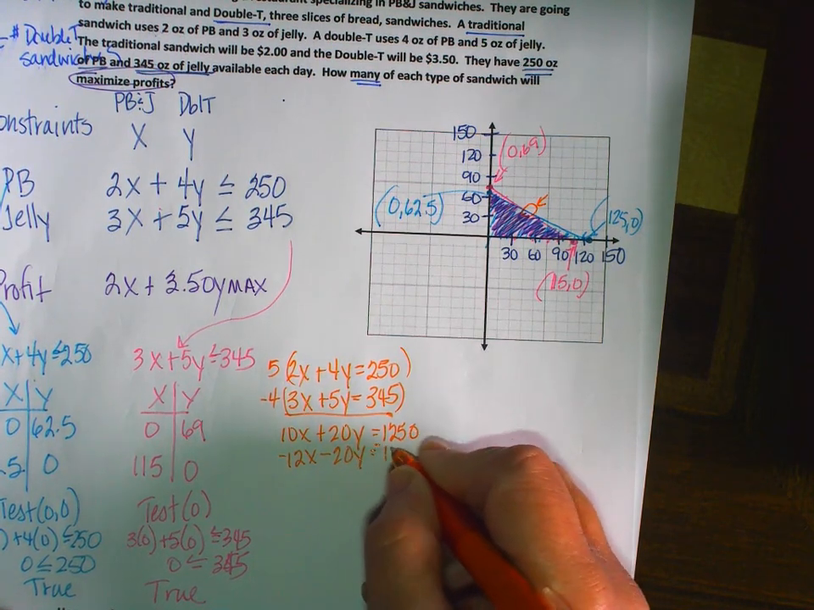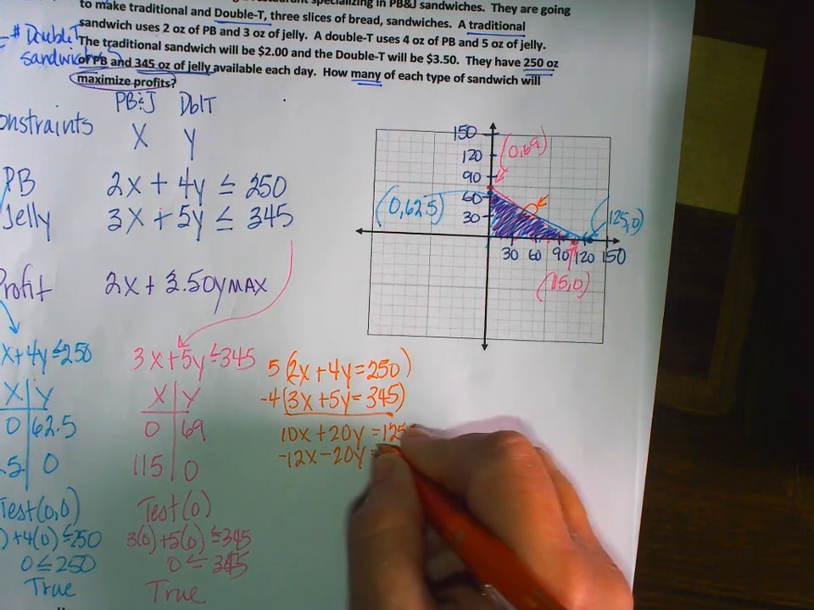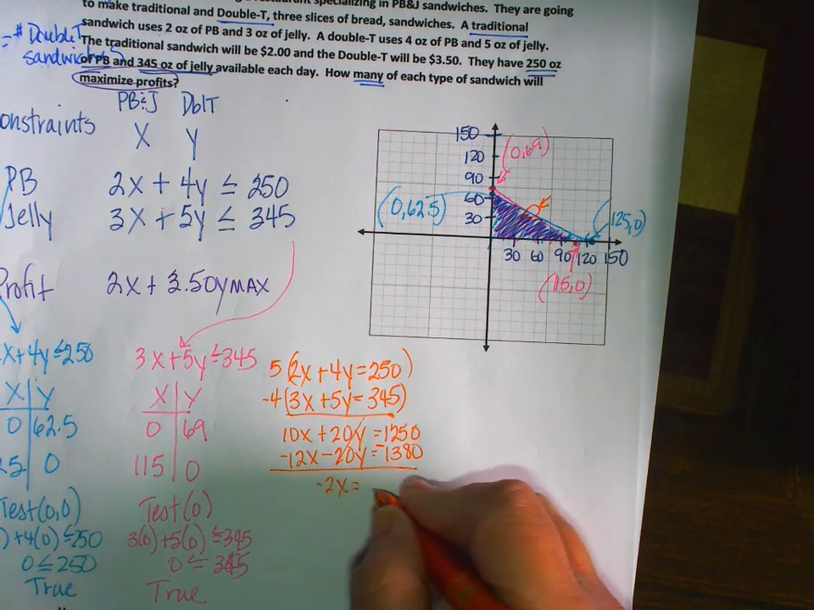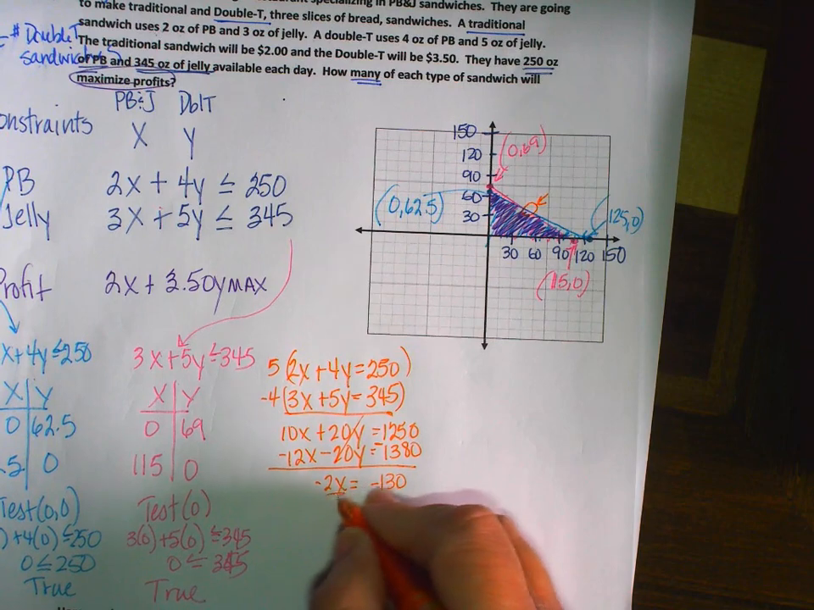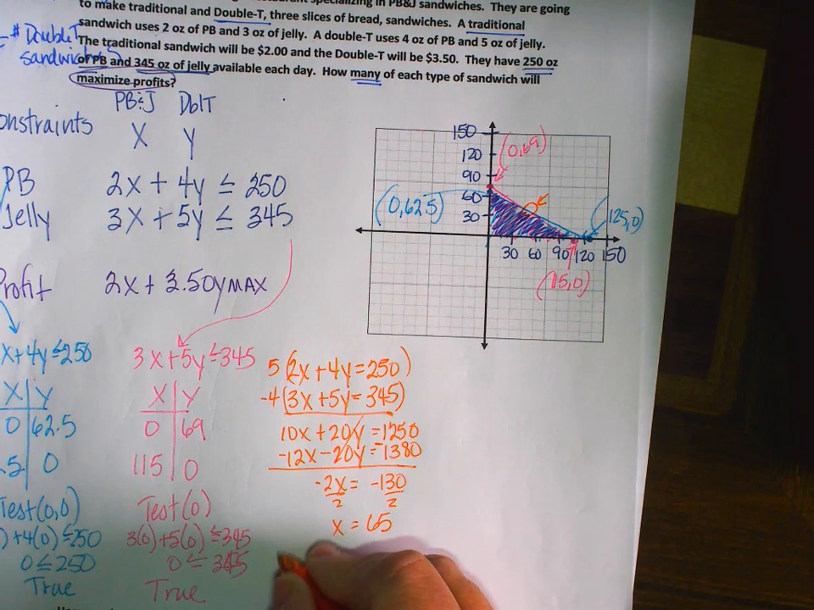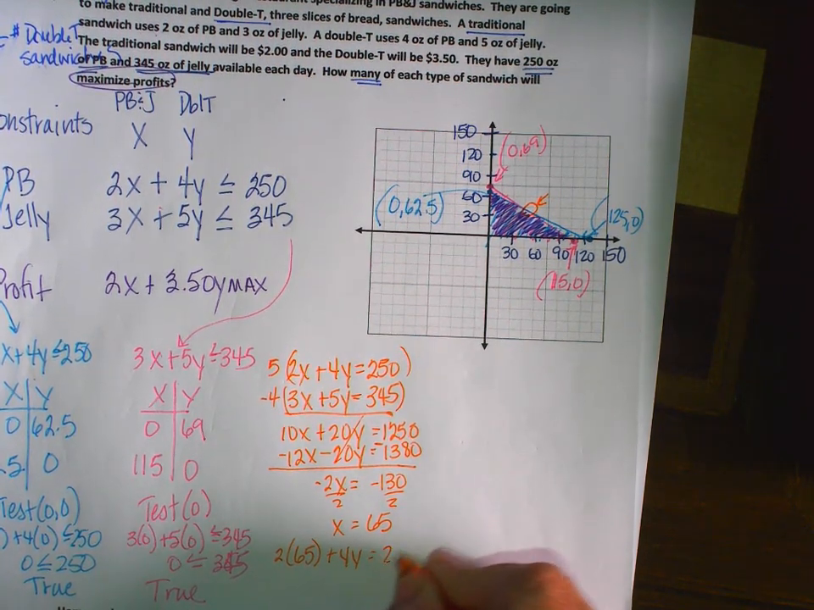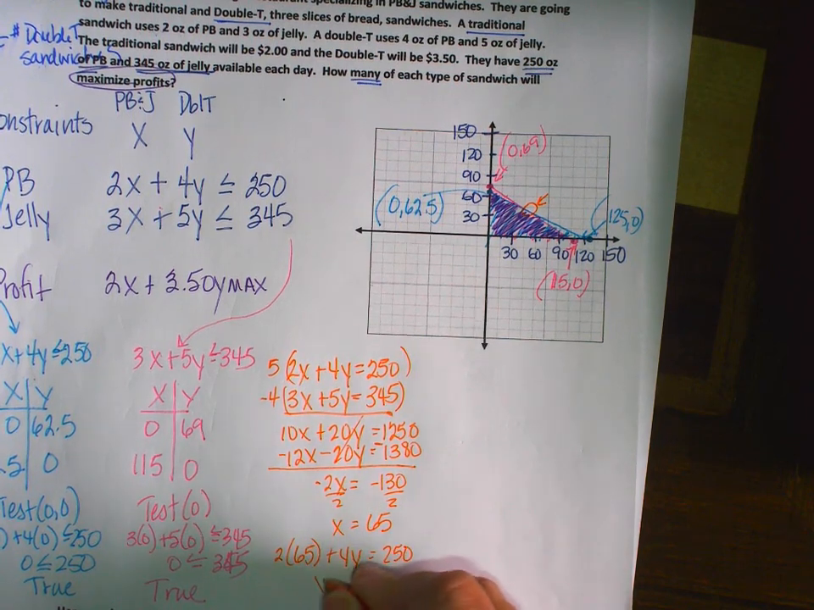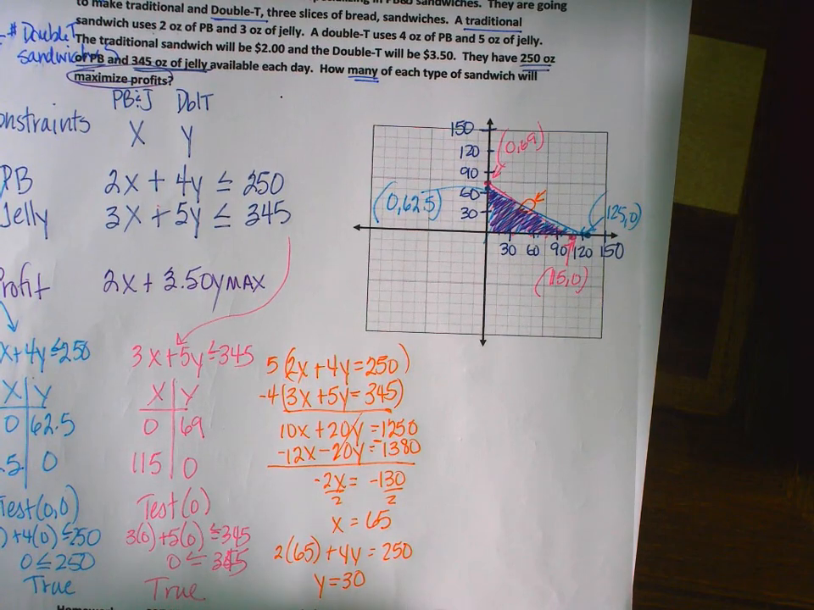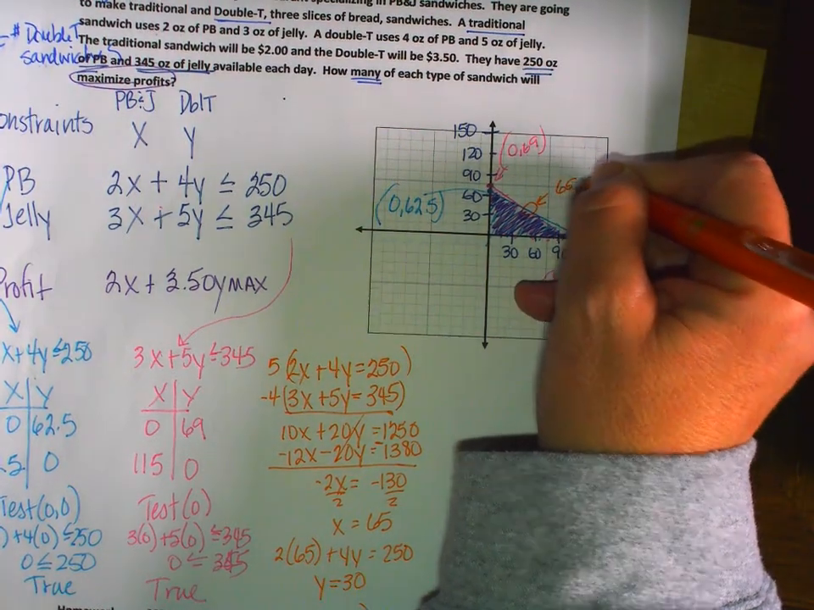Now you could have chosen to eliminate the x's, it doesn't matter. I just chose to do the y's. These cancel, so I have negative 2x equals negative 130, divide by 2, x is 65. Plug that back into an original equation, so I'm going to take 2 times 65 plus 4y equals 250. And when you solve that, I'm skipping steps, but when you solve that, you get y equals 30. So that point is 65, comma, 30. So that's my corner point here, 65, comma, 30.